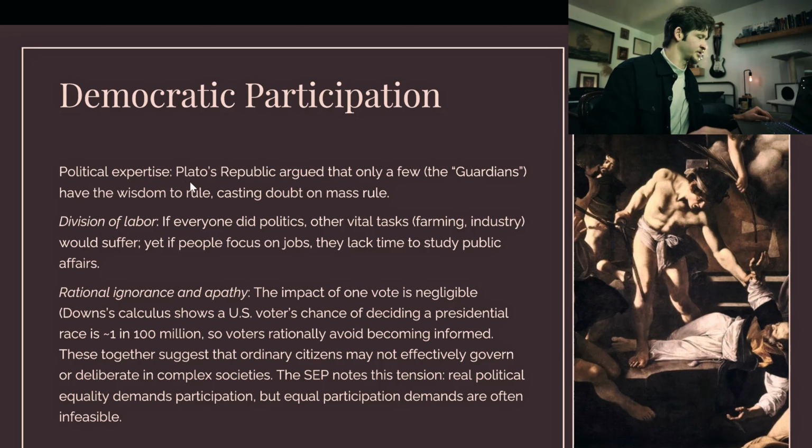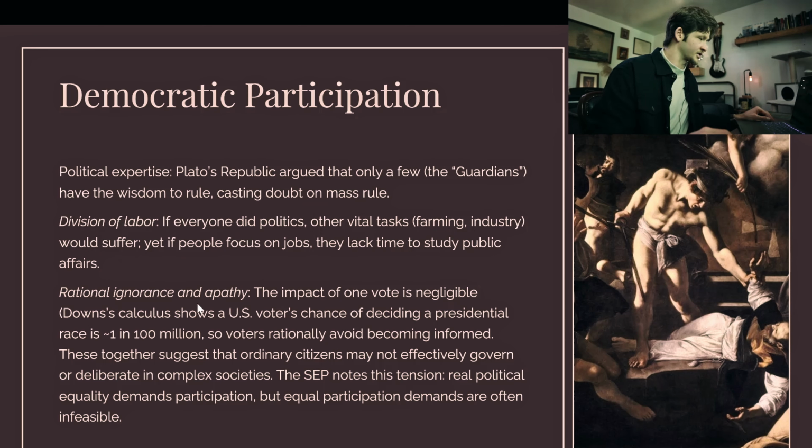Now, political expertise. Plato's Republic argued that only a few, the guardians, in his words, have the wisdom to rule, casting doubt on mass rule. Division of labor. If everyone did politics, other vital tasks, farming, industry, etc., would suffer. Yet, if people focus on jobs, they lack time to study public affairs.